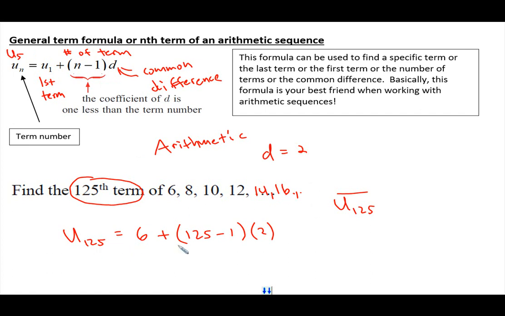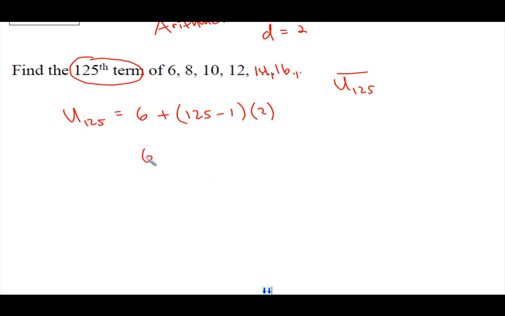Okay, so if we work this out, just use a calculator. We've got 6 plus 124 times 2. So 124 times 2 gives you 248, plus 6. So our 125th term is going to be 254. Okay, so using this formula, you can find the 125th term very quickly, instead of keep on adding 2 a bunch of times until you find that 125th term. Okay.